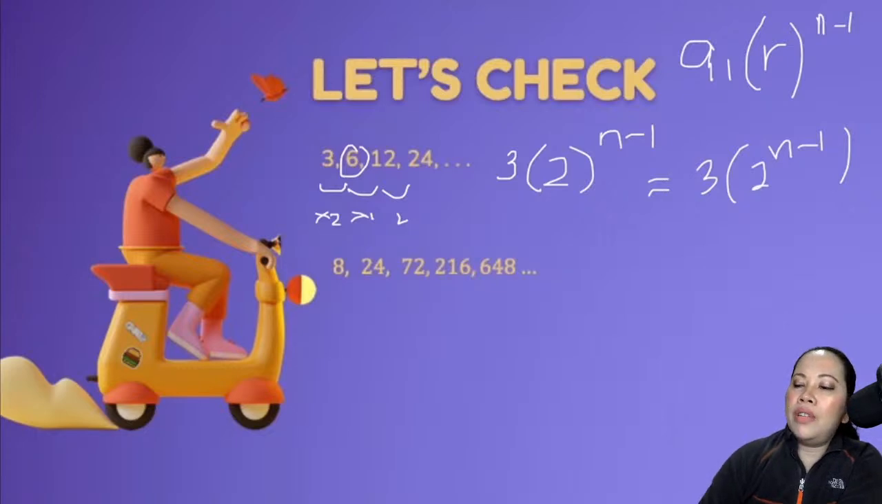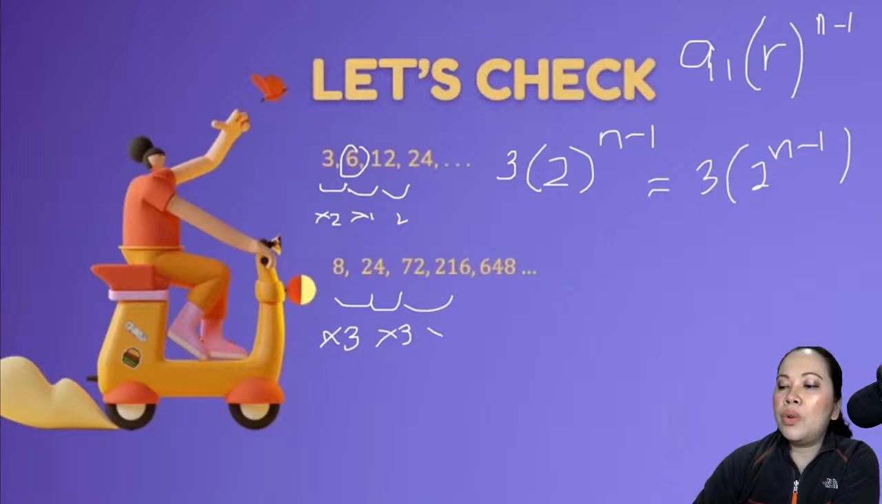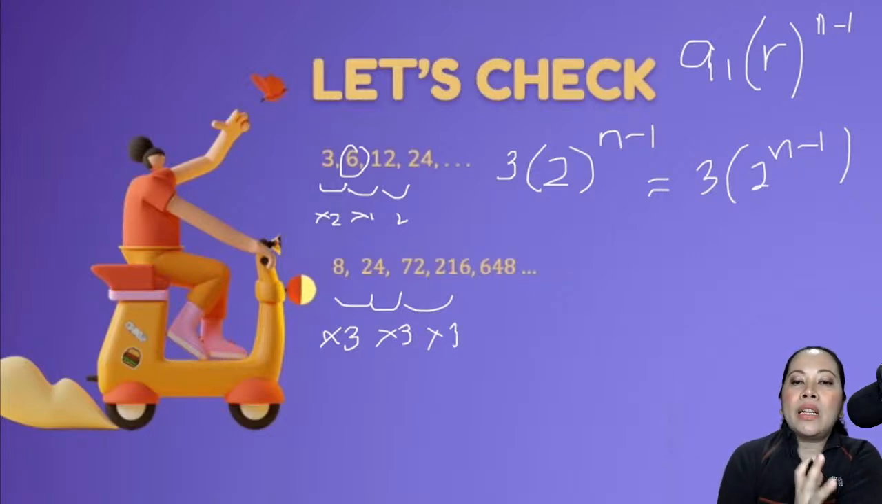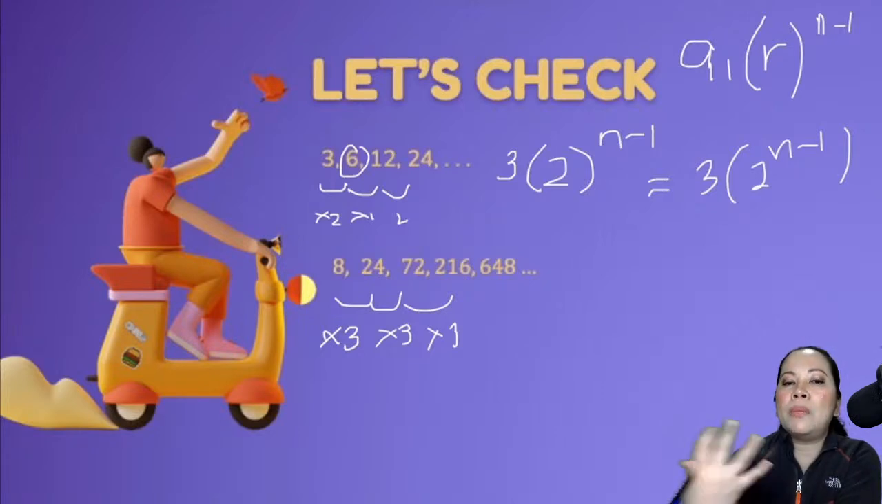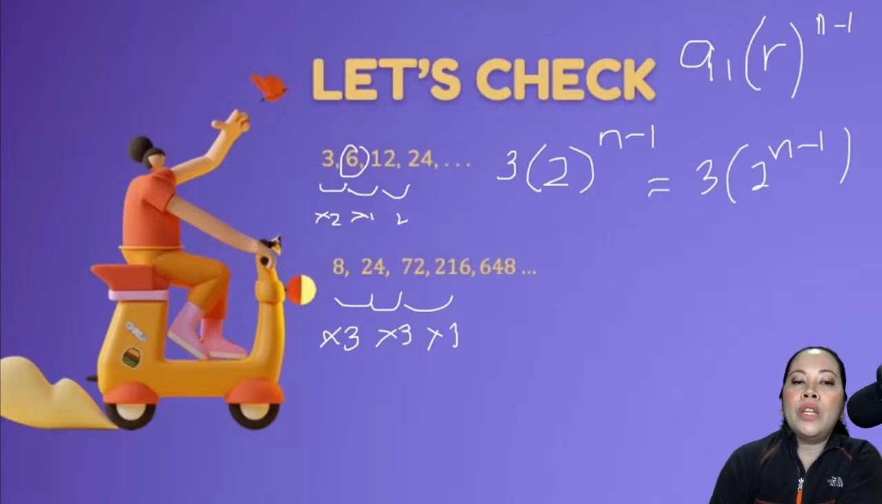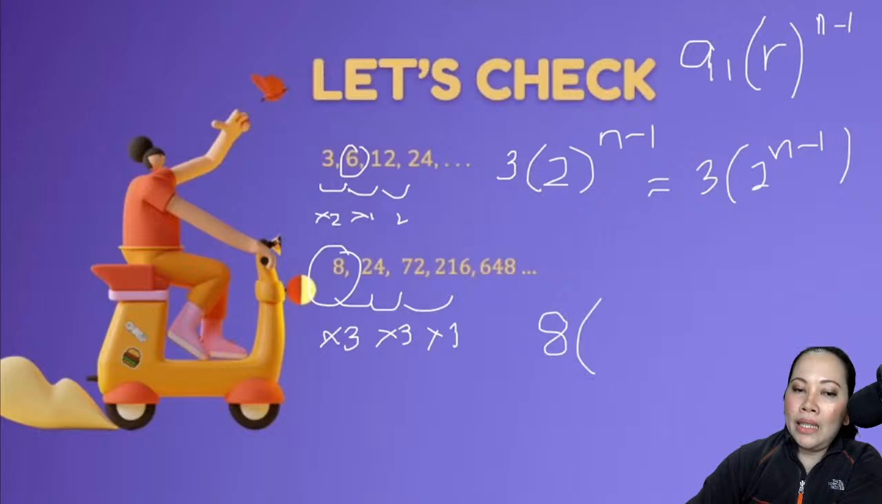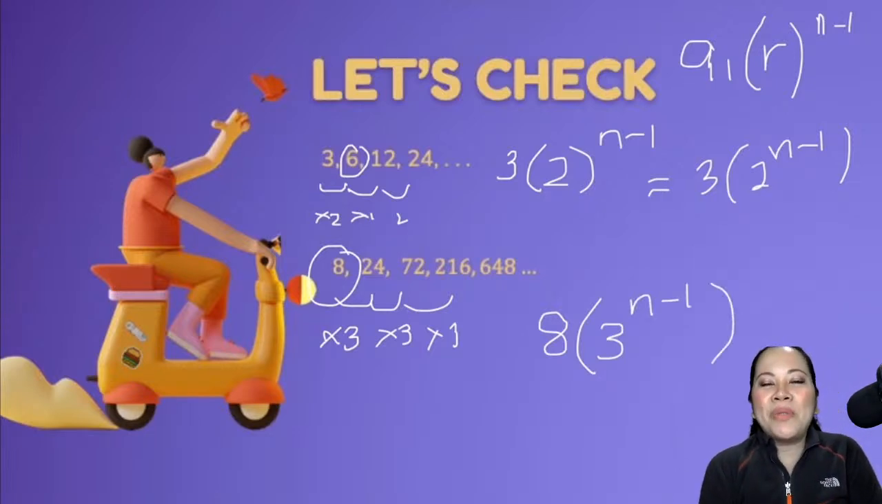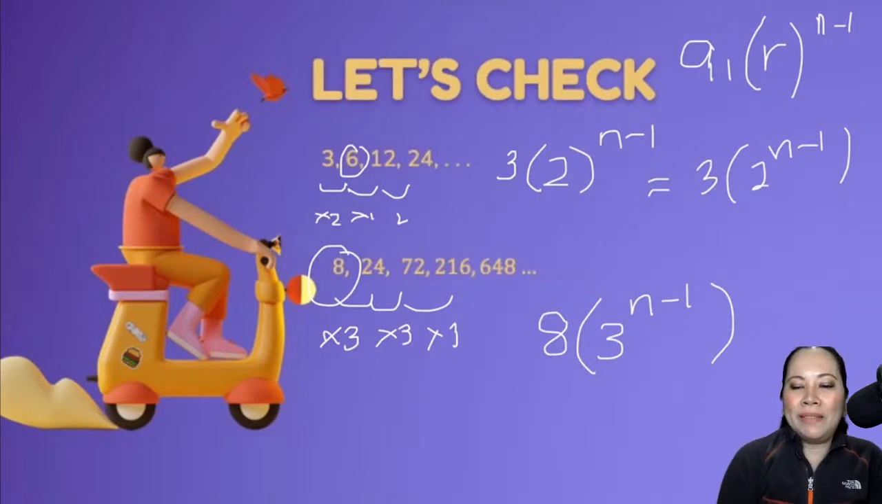Now, if you have, let's say, 8, 24, what is the number that is being multiplied to get 24? 8 times 3 gives you 24. 24 times 3 gives you 72. Times 3 gives you 216, and so on. So the common ratio, or the common value being multiplied, is 3. When you write this down, the first term is 8, so you write 8, bracket, the common multiplier 3, and then n minus 1 on top. That will be your geometric sequence formula.